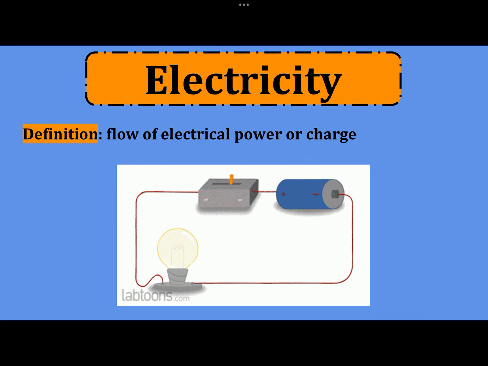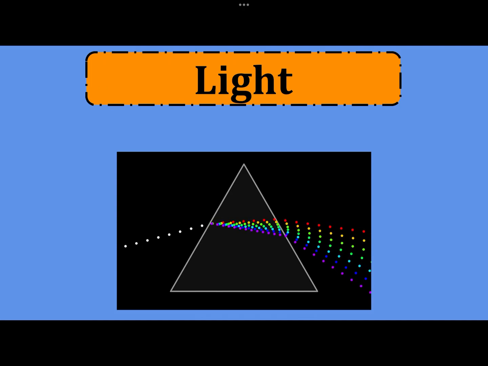Electricity. Electricity is the flow of electrical power or charge. I feel like you guys know that. But this wire on the GIF is showing us the flow of that electrical power, making that light turn on.